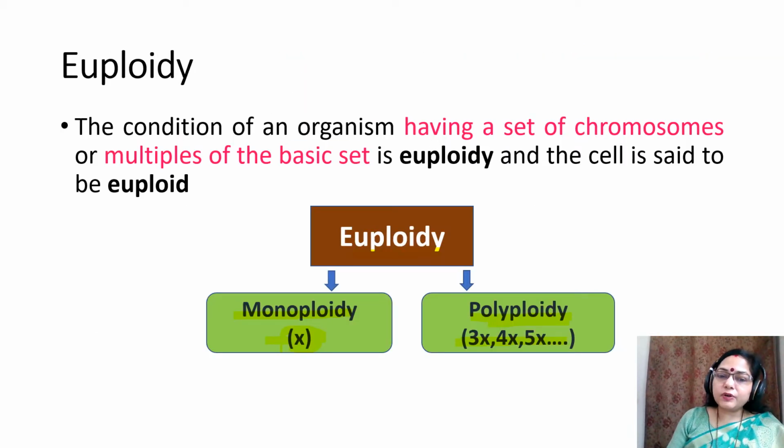Euploidy can be divided into monoploidy or polyploidy. Monoploidy means a single set of chromosomes and polyploidy means multiple sets of chromosomes. For example, 3x, 4x, 5x, 6x, etc.